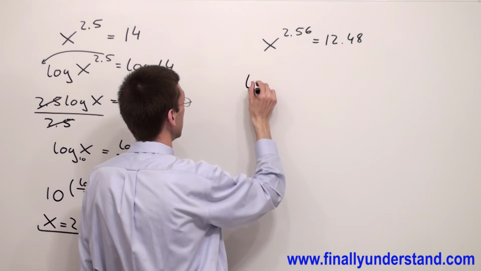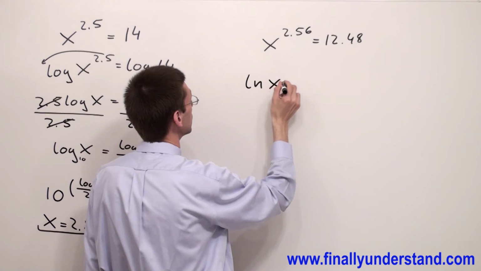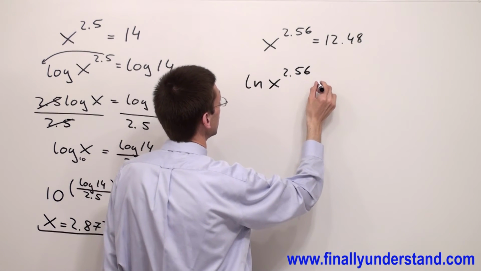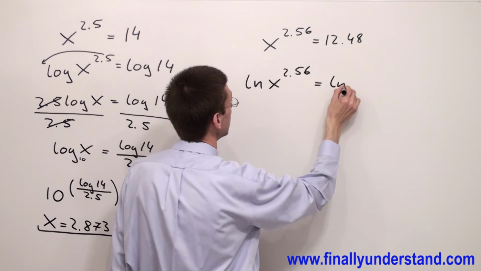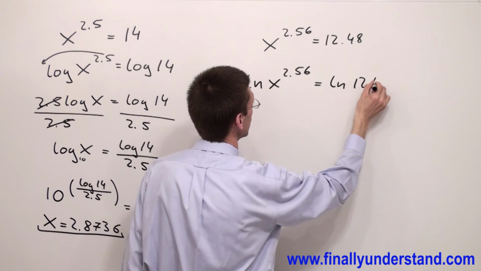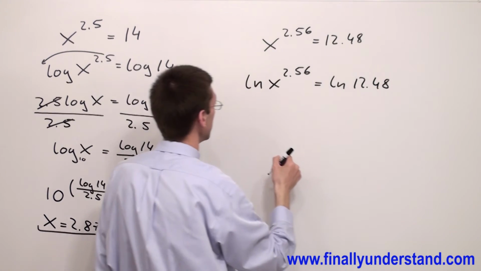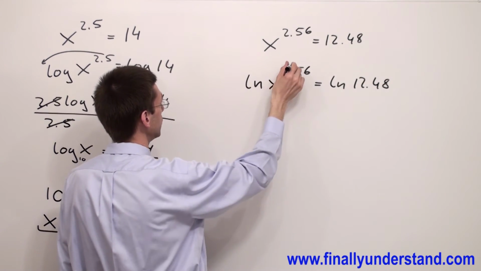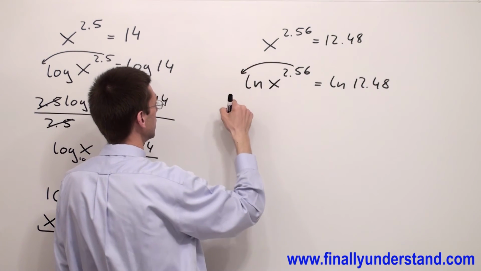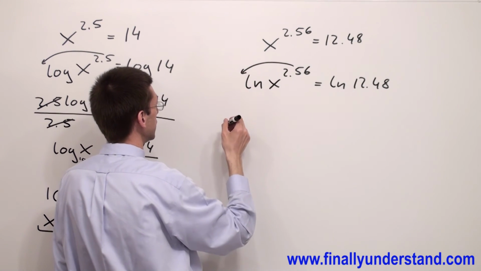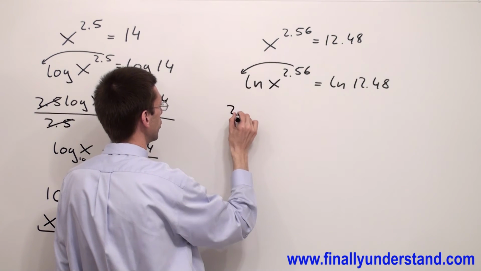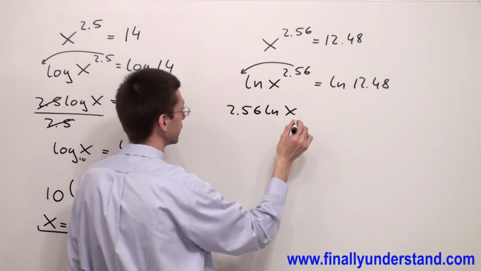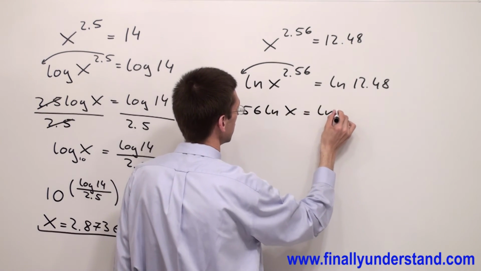So I have ln x to the power 2.56 equals ln 12.48. You're supposed to apply the property for the log of a power and bring this exponent to the front and let it be a coefficient. So I have 2.56 ln x equals ln 12.48.